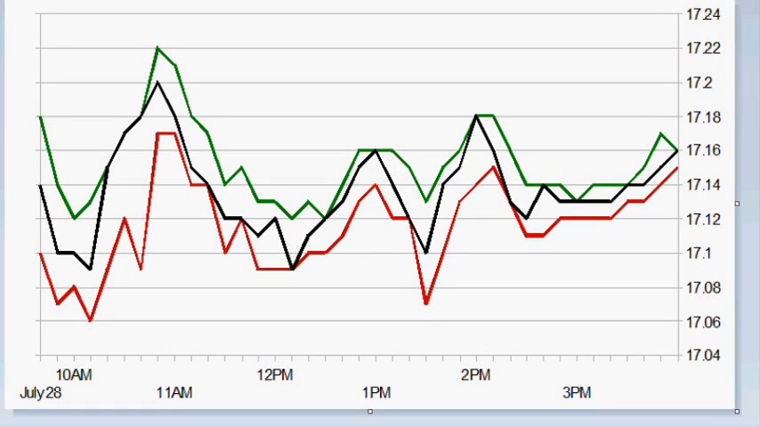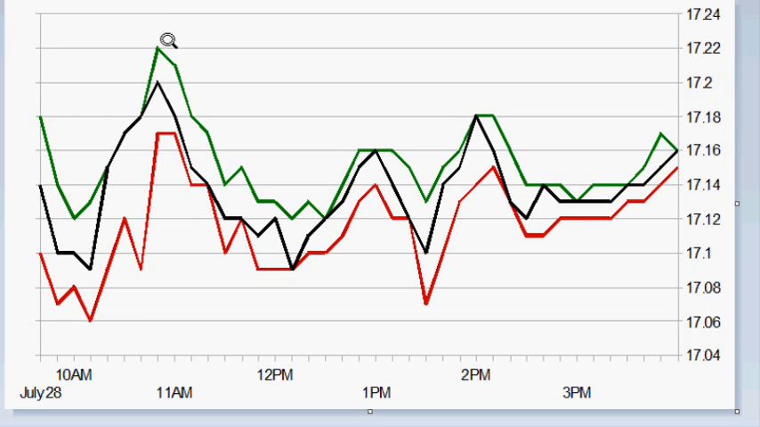Hello, everybody. Today is the 6th of August 2010, and we're looking at an older day. It's the 20th of July intraday time frame, and it looks like a boring chart. You see three different lines: a green, a black, and a red.